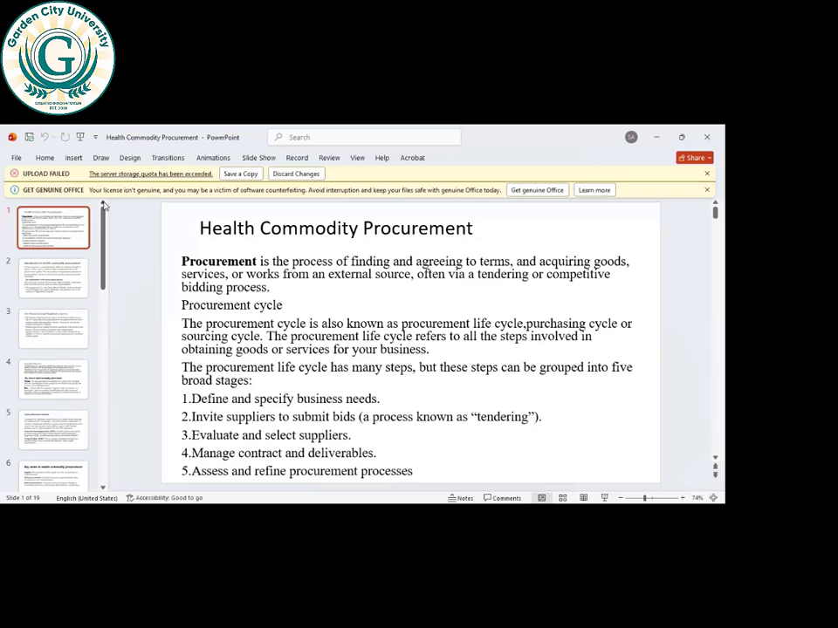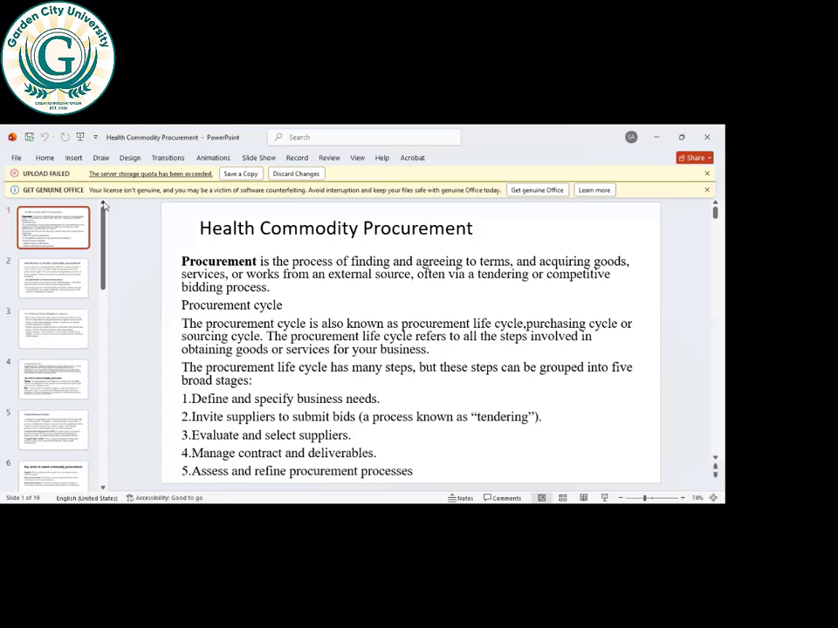The procurement cycle is also known as a procurement life cycle, purchasing cycle, or sourcing cycle. So we can talk about the procurement life cycle, the purchasing cycle, or sourcing. They mean the same. The procurement life cycle refers to all the steps involved in obtaining goods or services for your business. So when we talk of the procurement cycle, we are referring to the steps you go through in obtaining goods or services for your organization.